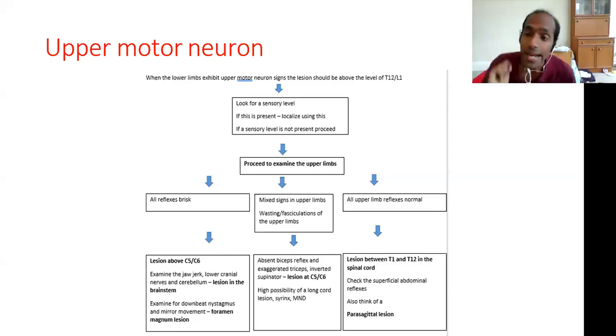Then T1 to L1 is a long, large area. Within that, how do you localize the spinal cord lesion? How do we know?